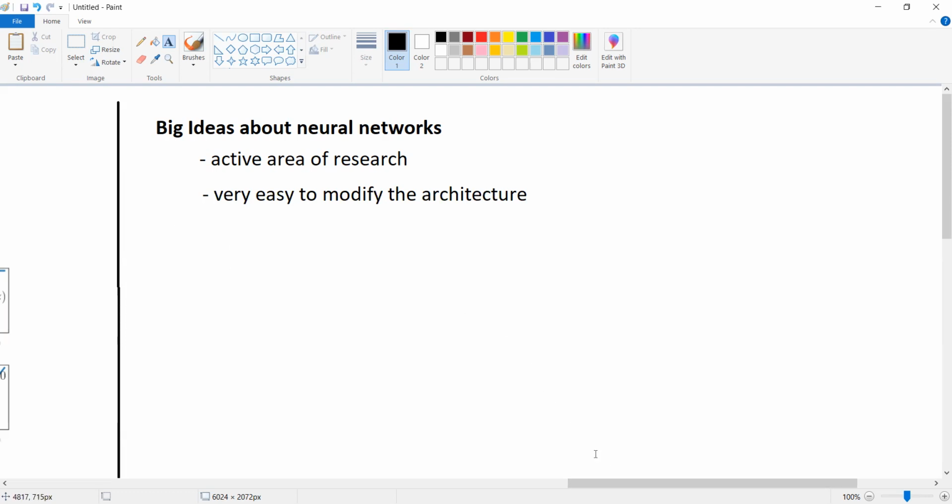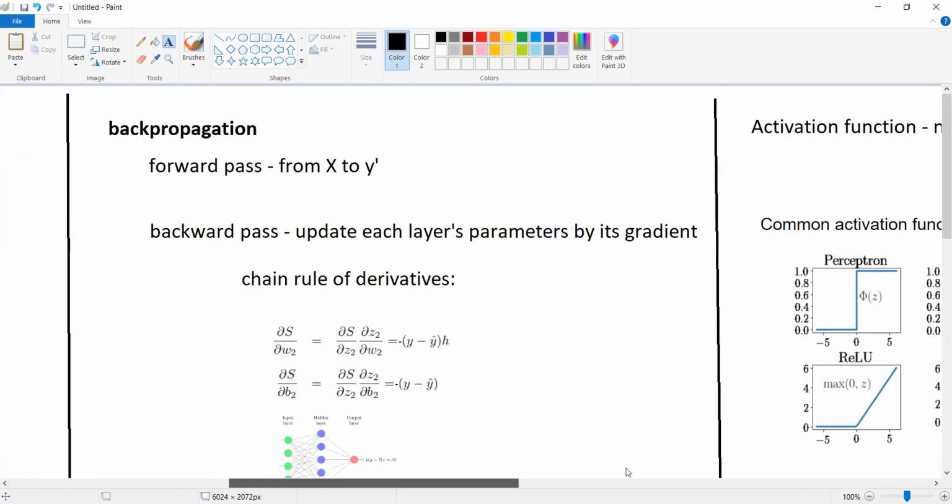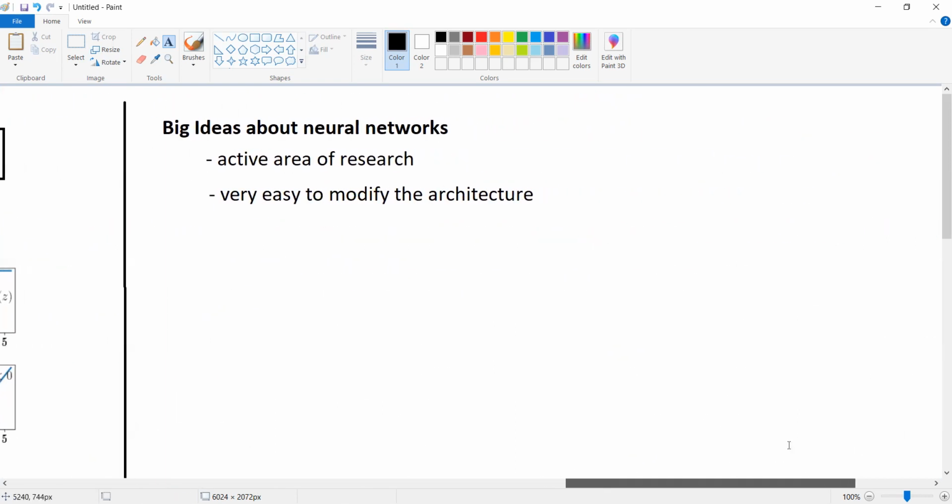Also, I should say they're not generative. Remember, generative is when you can give it a label and it will give you back fake data. So neural networks are not generative, but it's very easy to turn them into generative. We'll show this towards the end of the course.